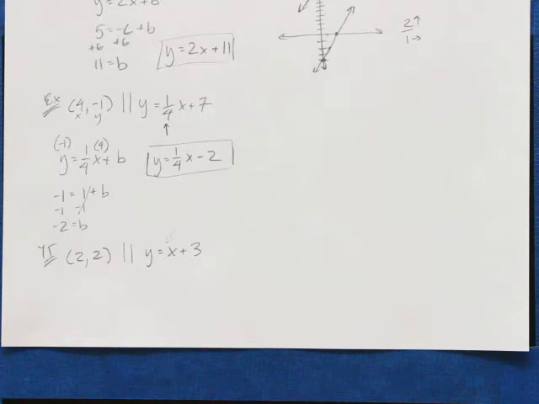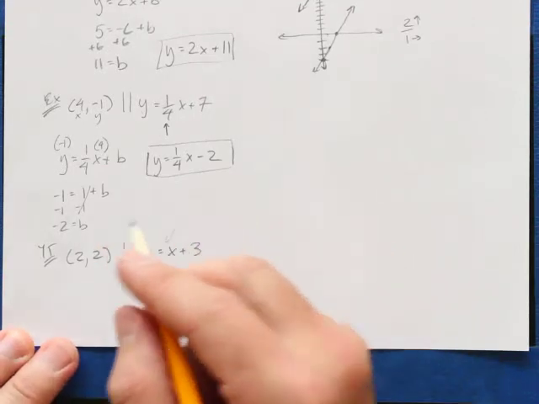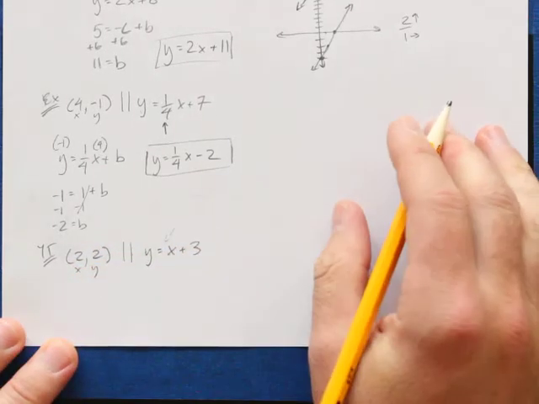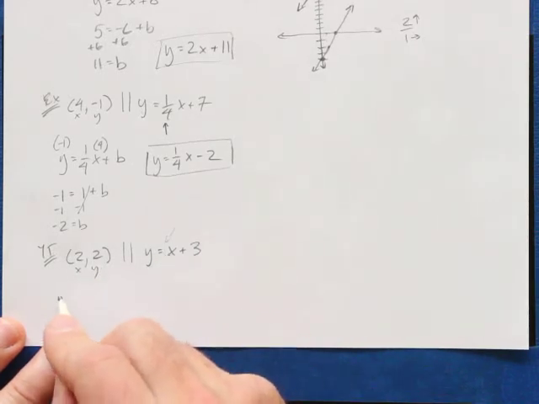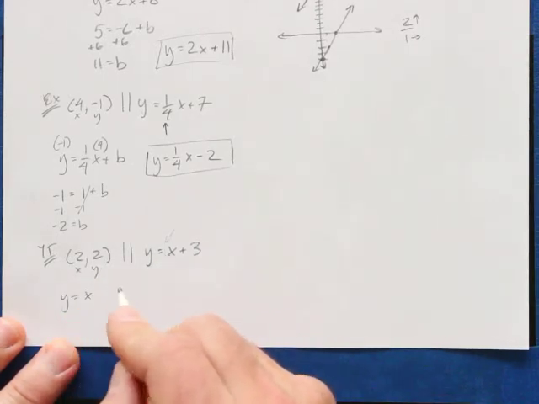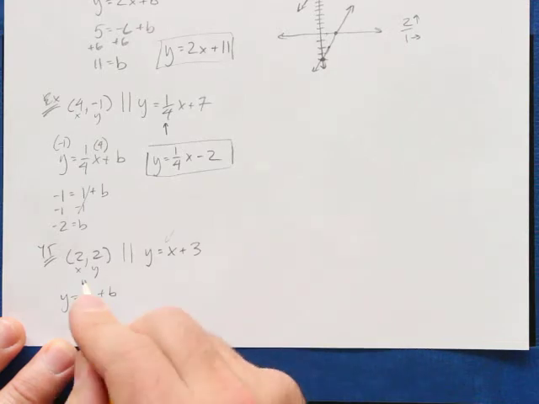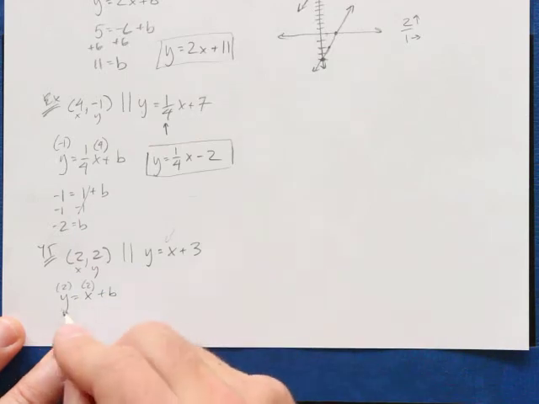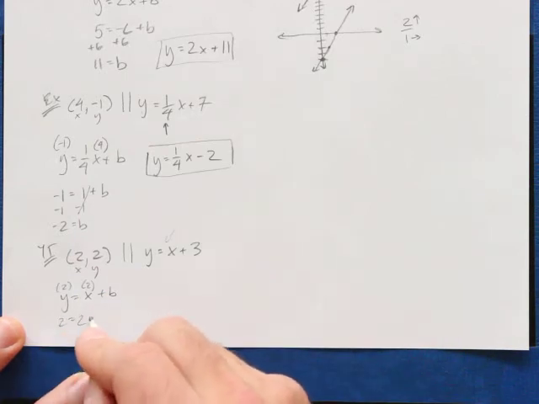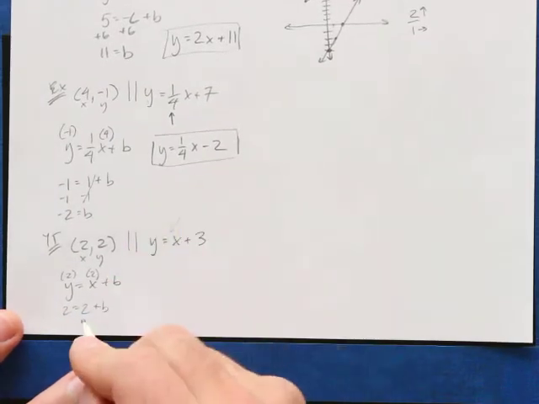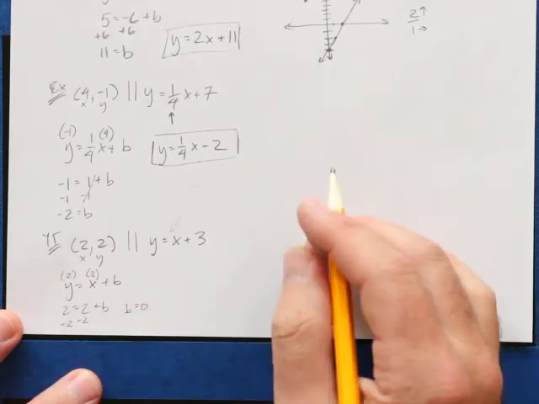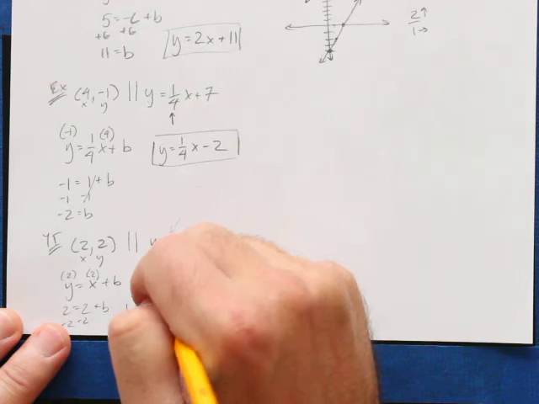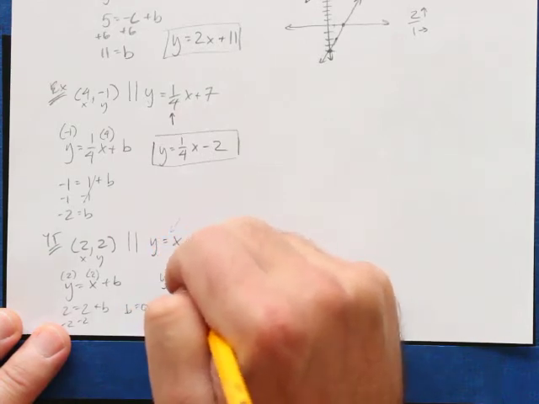Go. All right, let's see how you did. Labeled this here. My slope is 1, so y equals 1x plus b. Plug in 2 for both x and y, and I've got 2 equals 2 plus b. Subtract 2 from both sides. 2 minus 2 is 0, so b equals 0. So I rewrite my equation, y equals x plus 0.